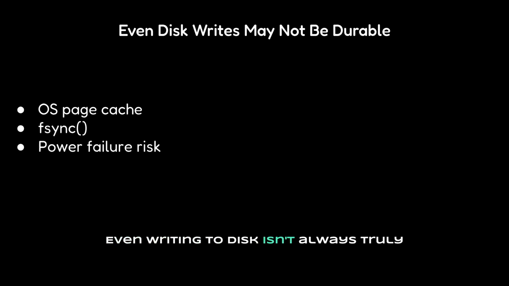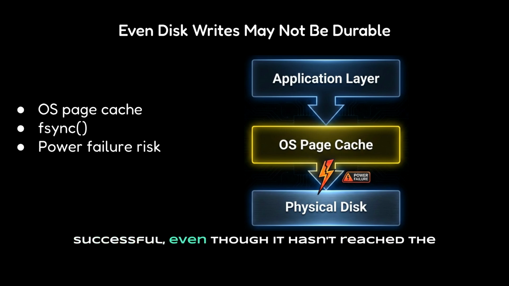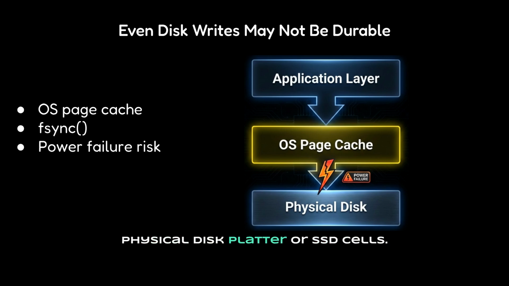Even writing to disk isn't always truly durable. When an application performs a write, the operating system often stores it in a page cache, memory managed by the OS. The system may report the write as successful, even though it hasn't reached the physical disk platter or SSD cells. Only a forced flush operation, like fsync, guarantees durability. Without that flush, a sudden power loss can wipe the data. So durability requires crossing not just application boundaries, but operating system level buffering as well.